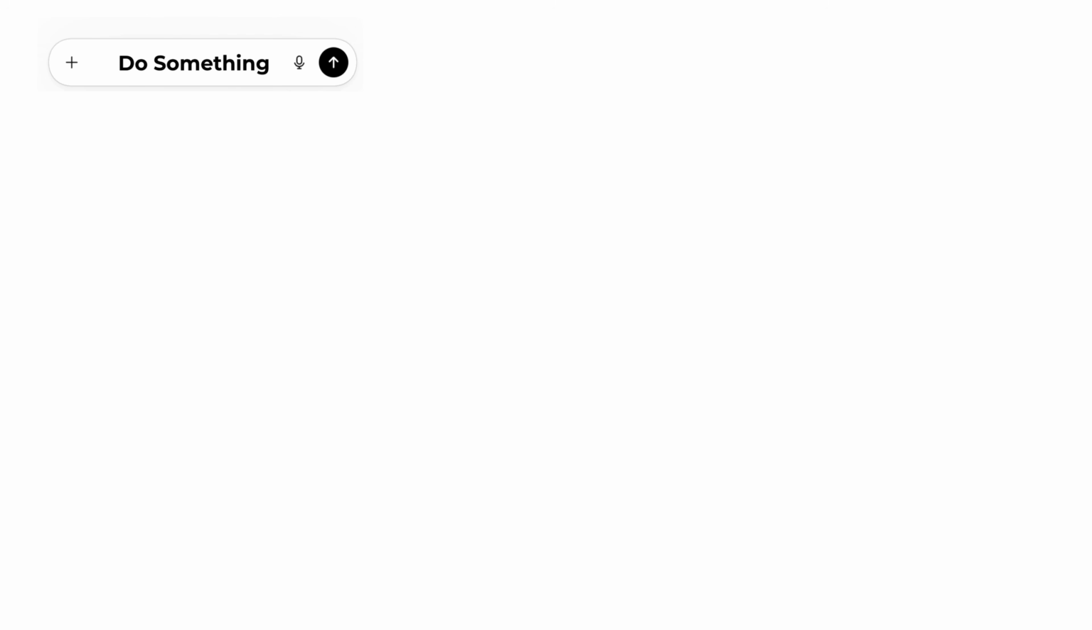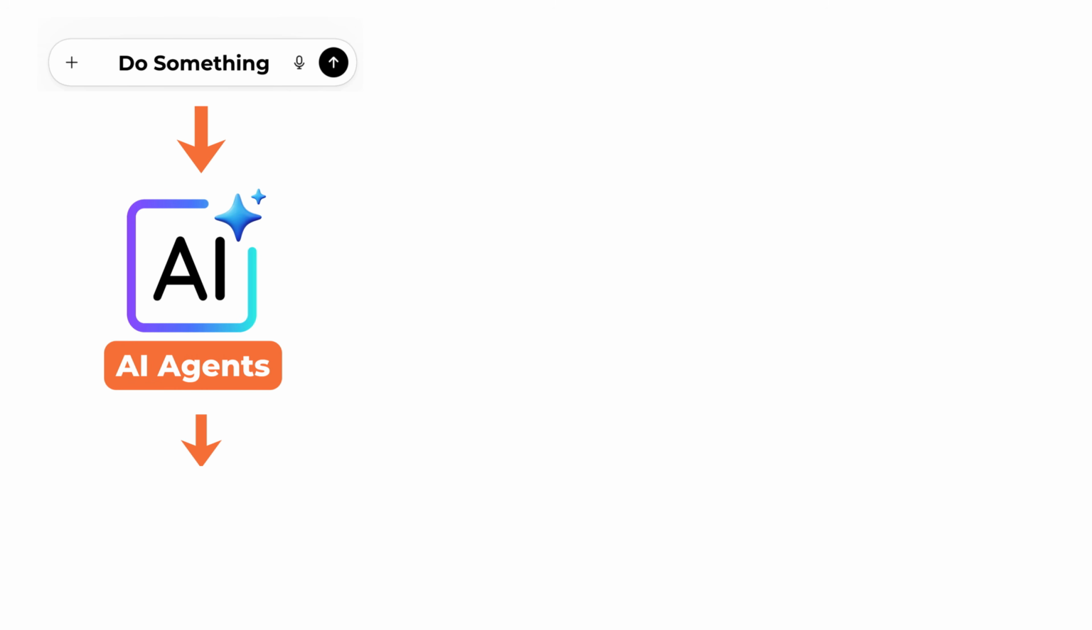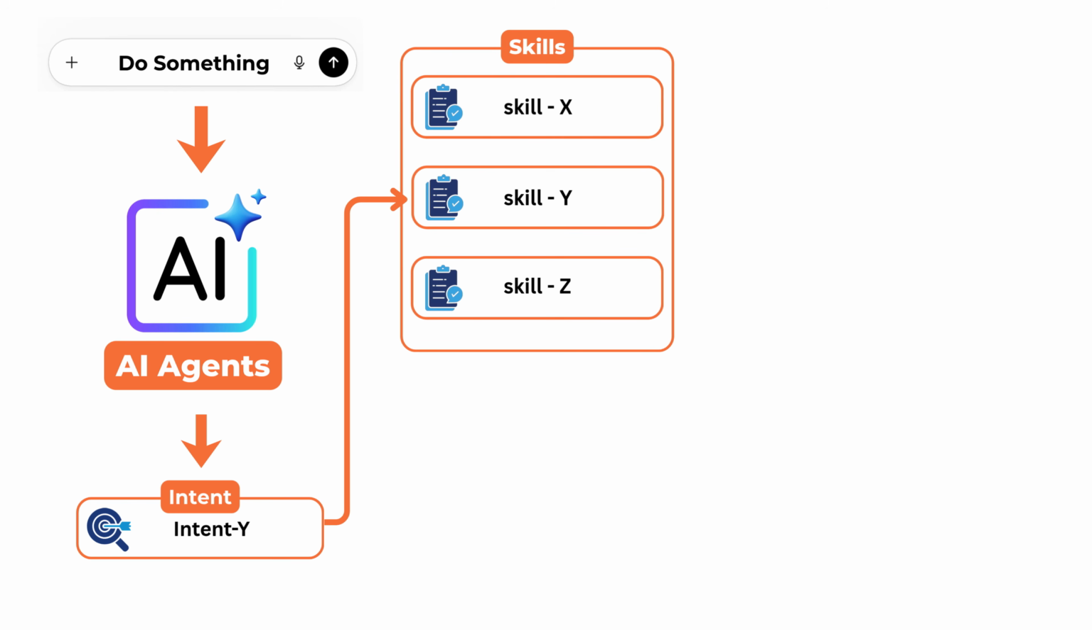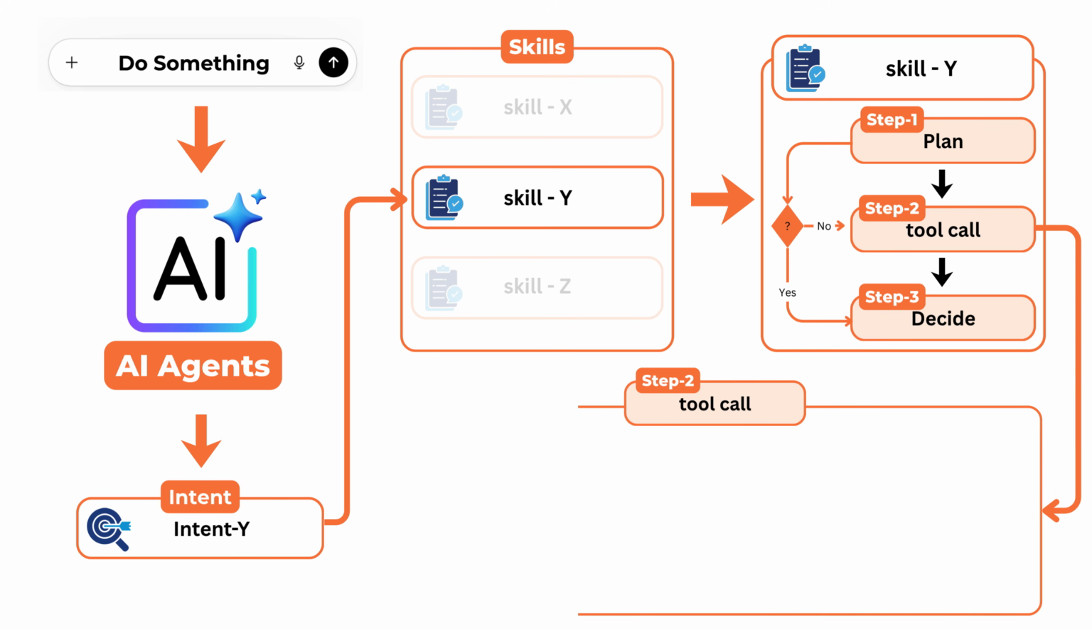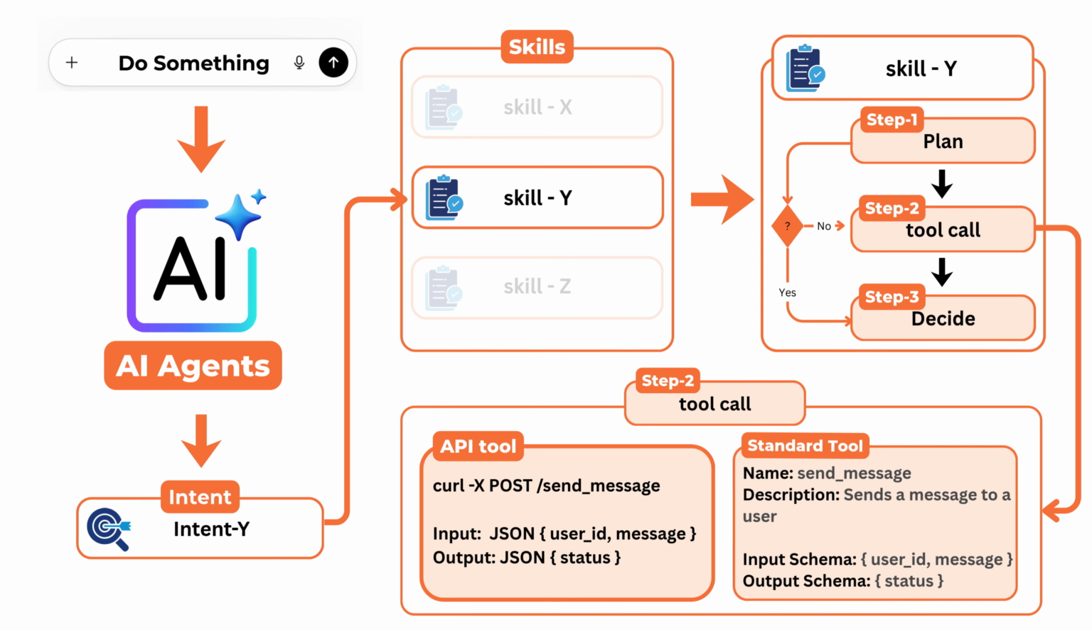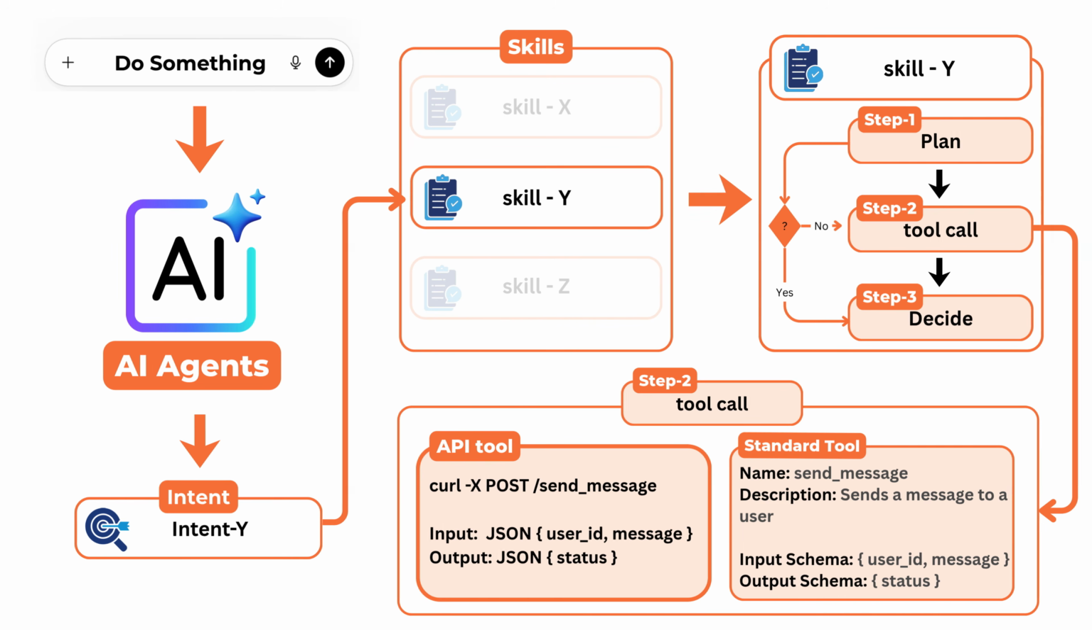A user comes in with a request. The system first understands intent and maps it to a skill. That skill defines what needs to happen. Then, based on that, the system decides how to execute it. This could be a simple sequence or something more dynamic. And finally, tools are invoked to actually perform the actions. Whether those tools are exposed directly or through MCP doesn't fundamentally change this flow, because MCP is about access, not decision making.